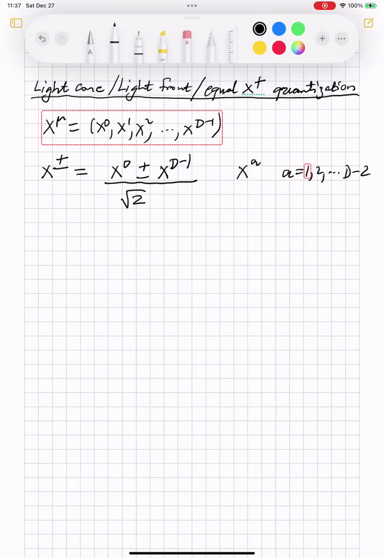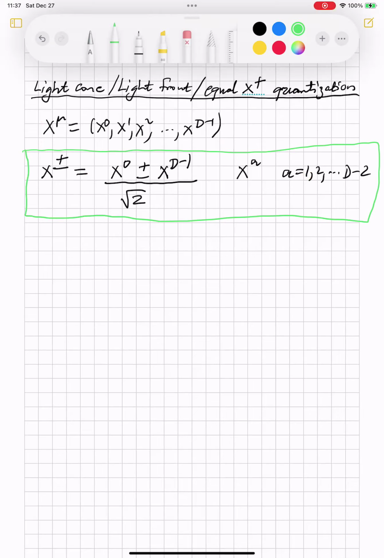Good. So in a light front quantization, we would use these coordinates in the green box. Just a different choice of coordinates, no big deal there. And we would study the x plus is equal to constant slices. Okay, so this is the picture that we want to develop. So rather different to saying equal time slices.